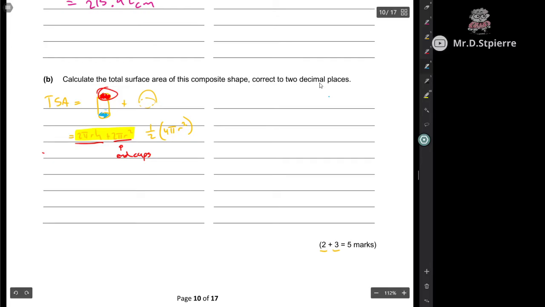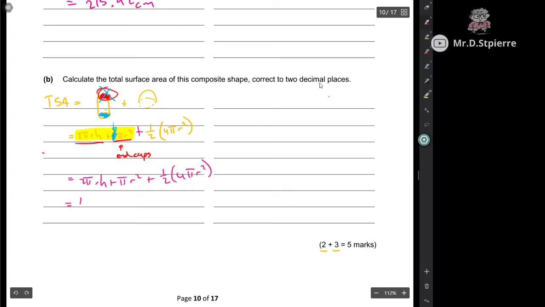We want the bottom one, but we don't want this top one. So at the moment you can see it's 2 pi r squared because it's 2 end caps. So we don't want that second end cap. So now we have our correct formula, which is equal to 2 pi r h plus pi r squared plus half of 4 pi r squared.